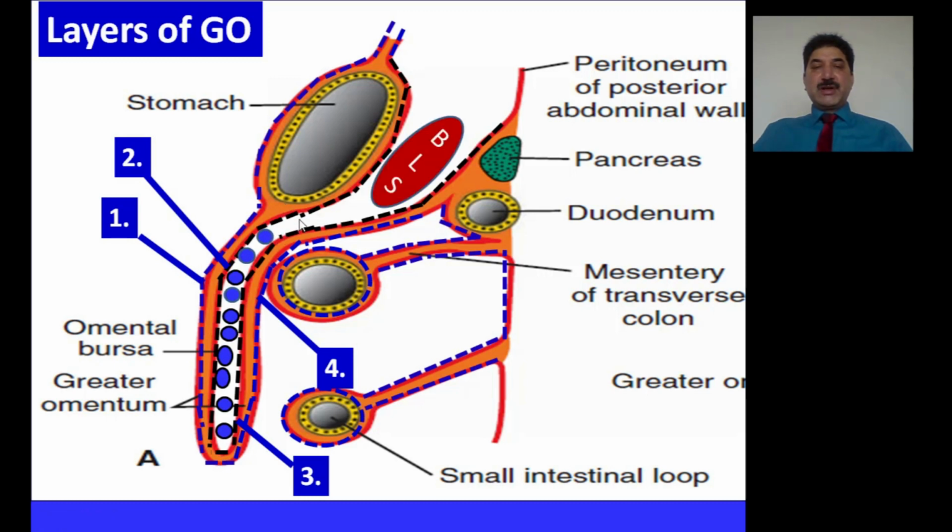Above the gastrocolic ligament lies the inferior recess of the lesser sac. The body of the lesser sac lies between the second and third layers of the greater omentum. Thus it is said the second and third layers form the peritoneum of the lesser sac, as shown in this figure.